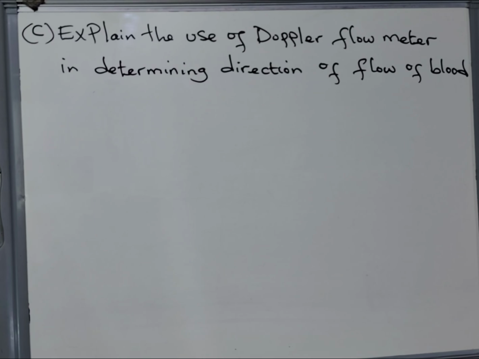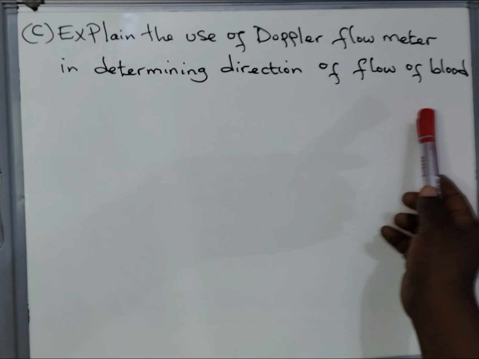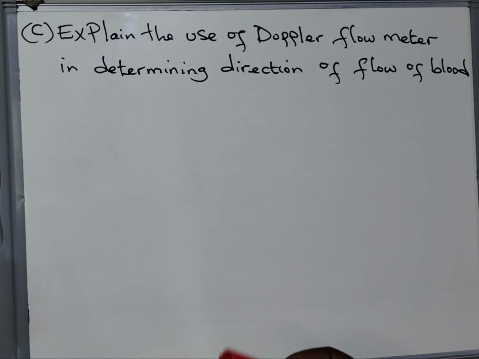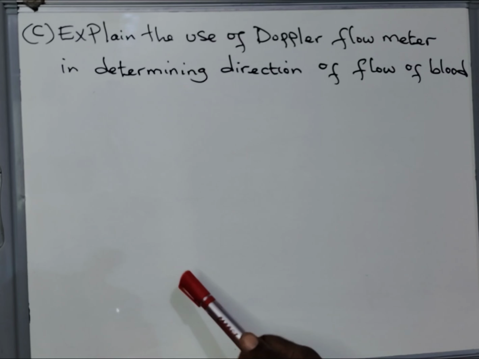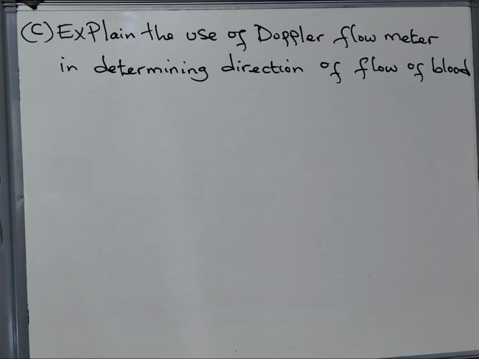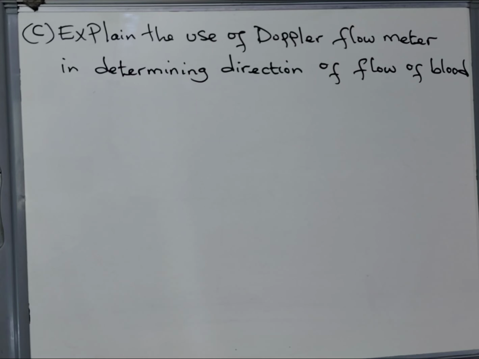So comes this question. It says, explain the use of Doppler flow meter in determining direction of flow of blood. Okay, how does it work in this case? You have to know that Doppler flow meter has a transmitter which sends the ultrasound through the tissue, and it also has the receiver which receives the ultrasound.